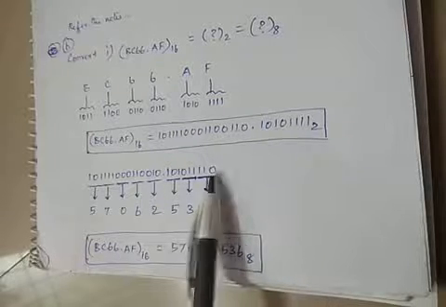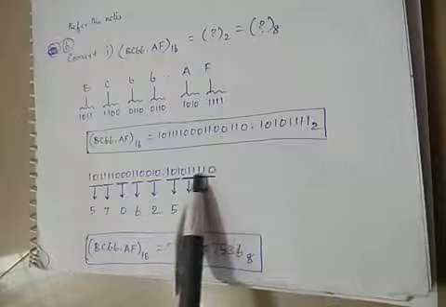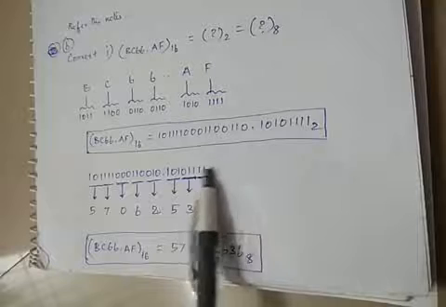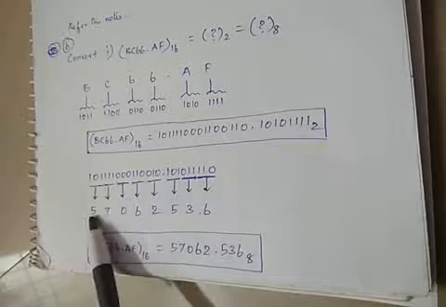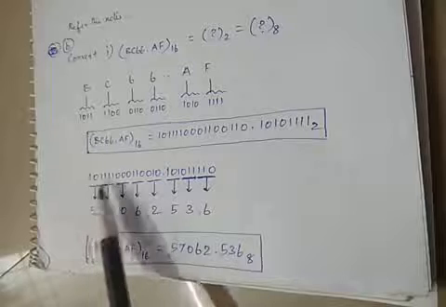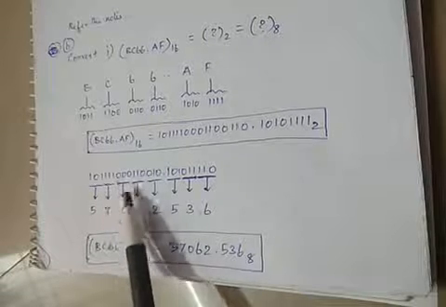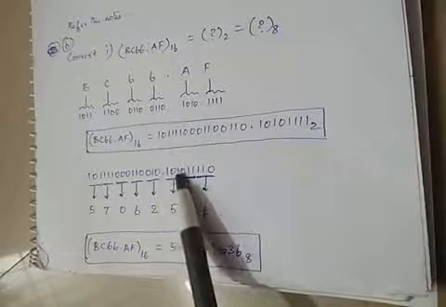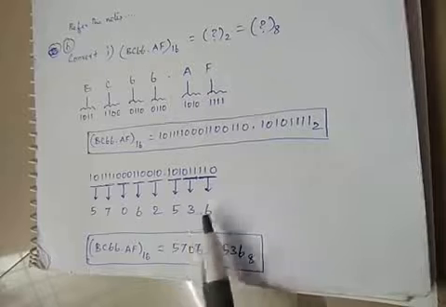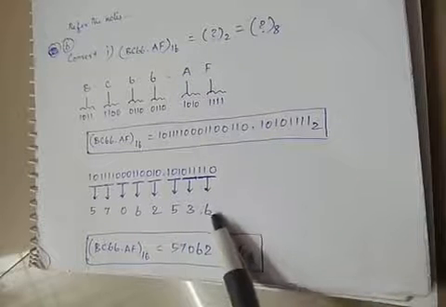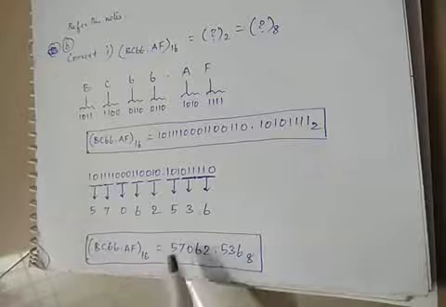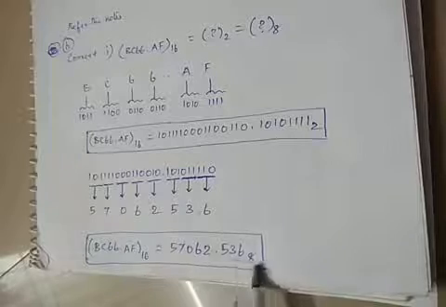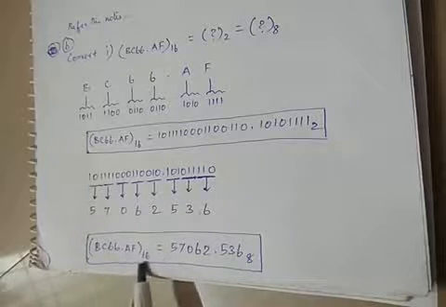So remember here I add 0, because in the last group I have only 2 digits, that's why I am adding 0, right? Then the binary to octal equivalent groups give the digits, and finally 57062.536 is the octal equivalent of BC66.AF.